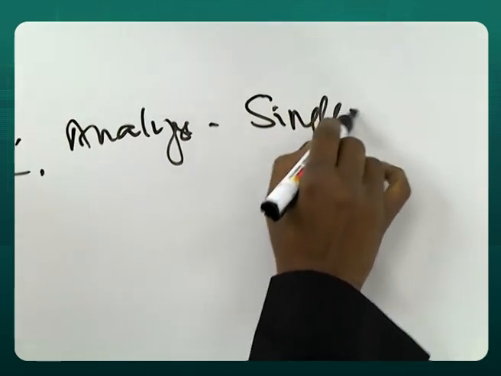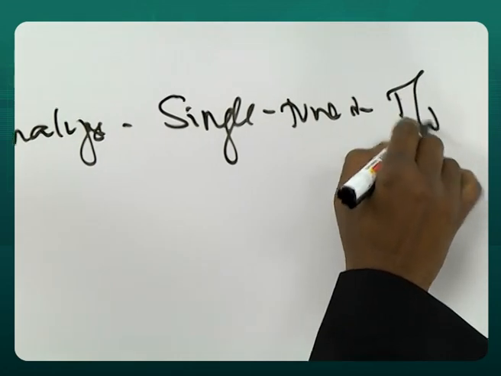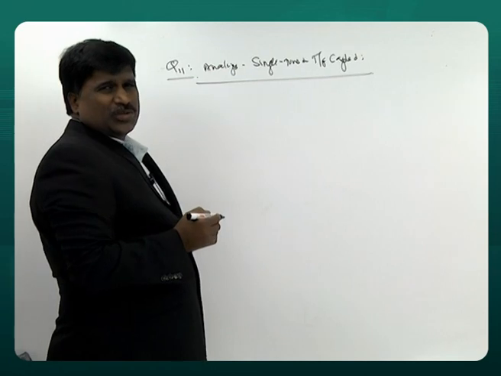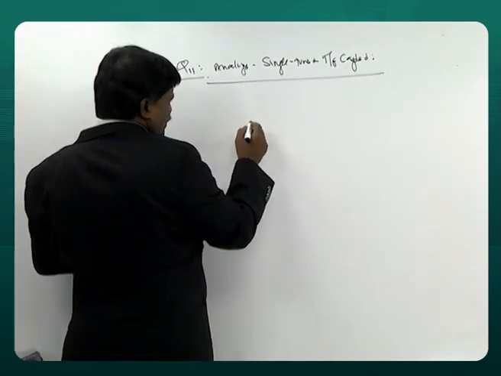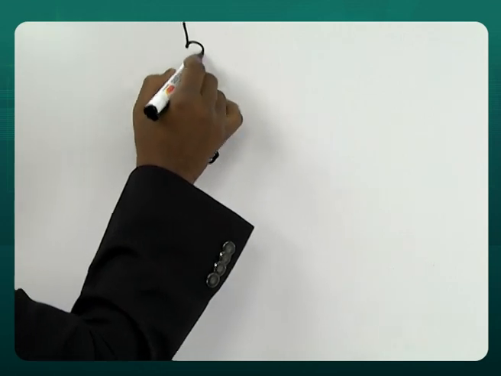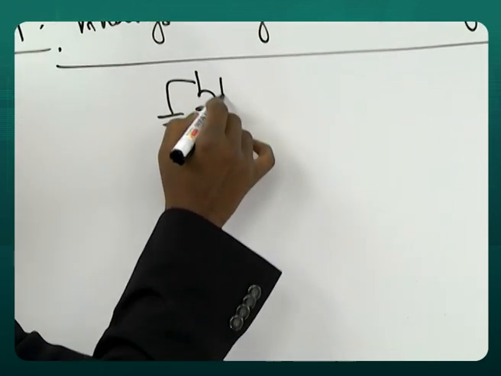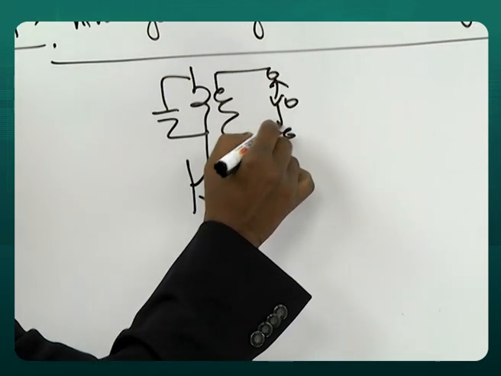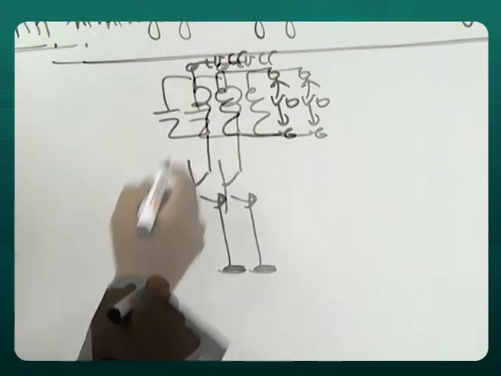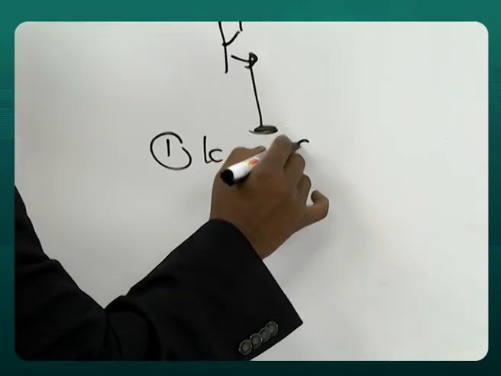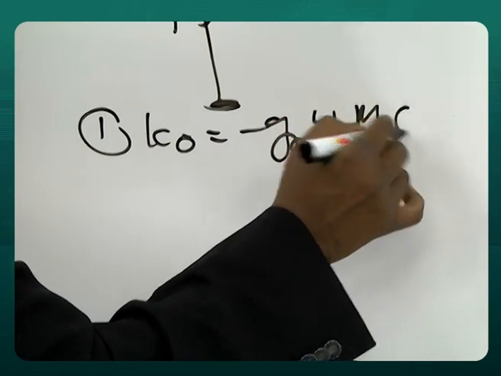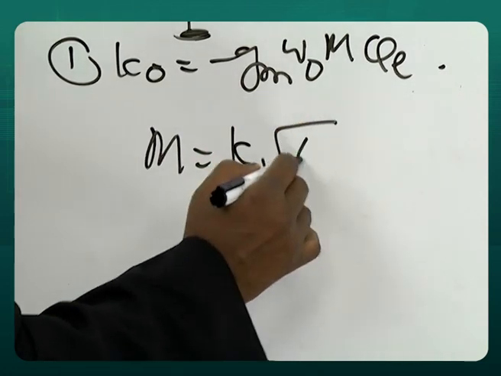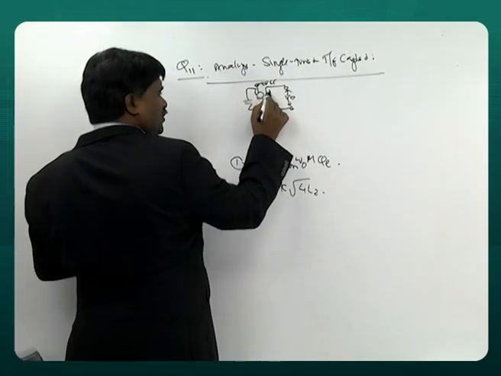single tune transformer coupled. How is that? Say for example, you have taken this. This is a transformer. Output is V0. For that, the first one is K0 is minus Gm omega naught M into QE. What is M? Mutual inductance. L1, L2.